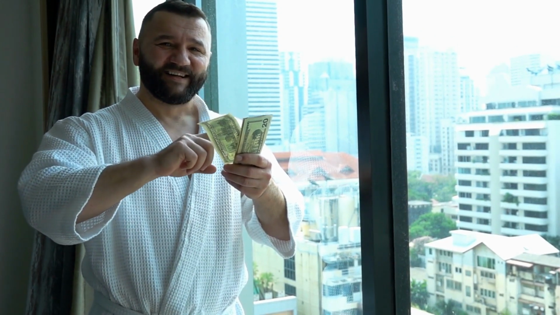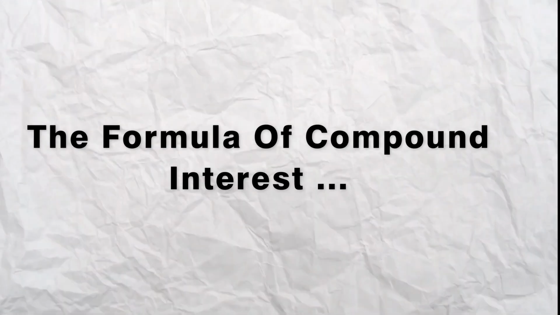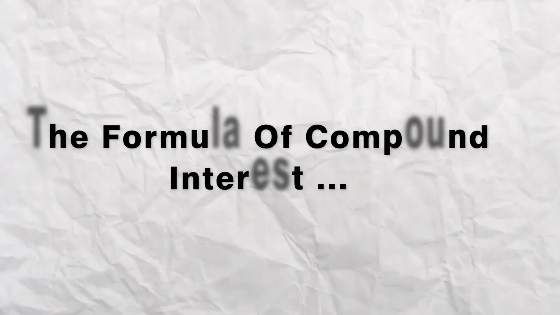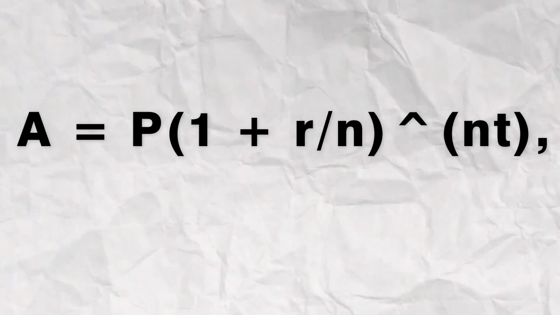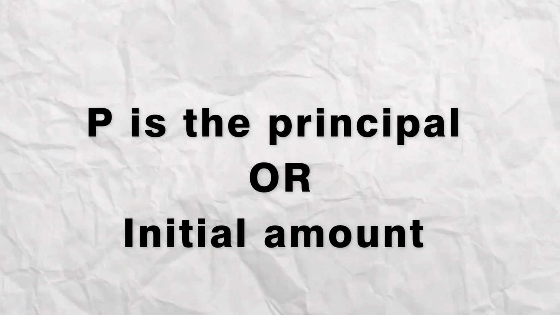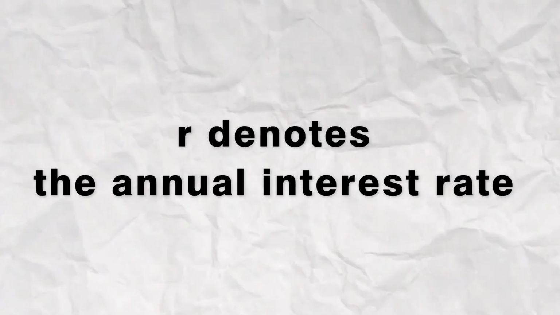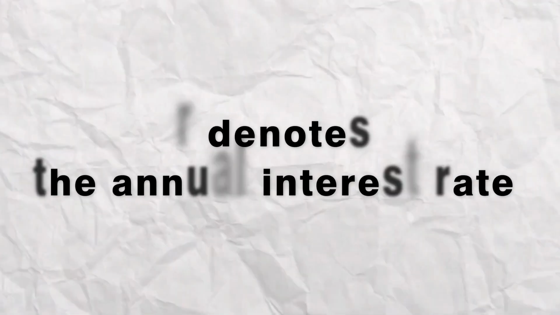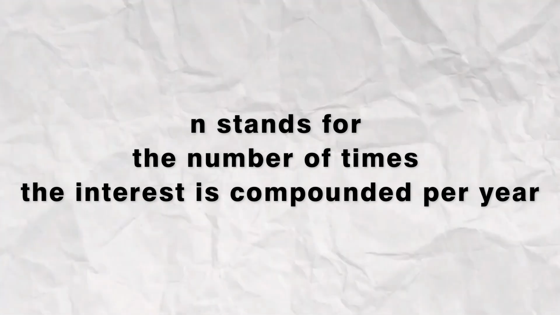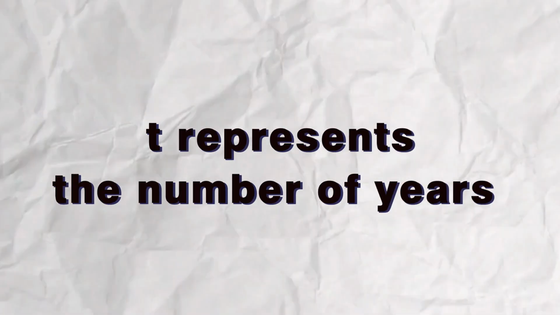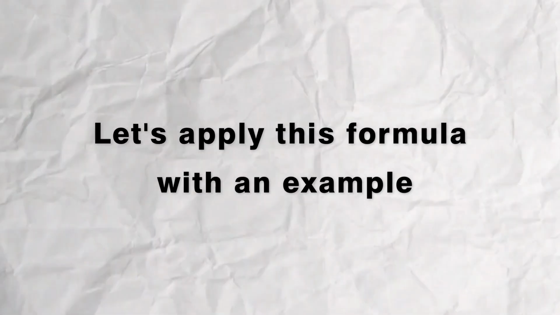The formula of compound interest. The formula for compound interest is A = P(1 + r/n)^(nt), where A represents the final amount. P is the principal or the initial amount you invest. R denotes the annual interest rate expressed as a decimal. N stands for the number of times the interest is compounded per year, and T represents the number of years the money remains invested. Let's apply this formula with an example.